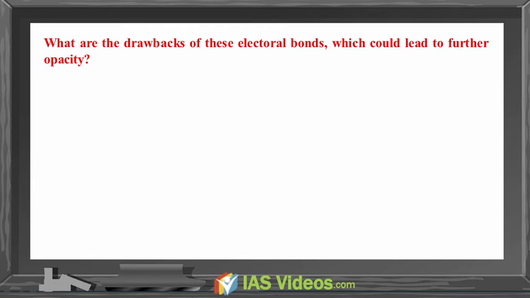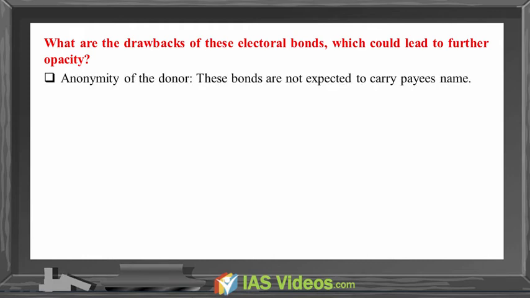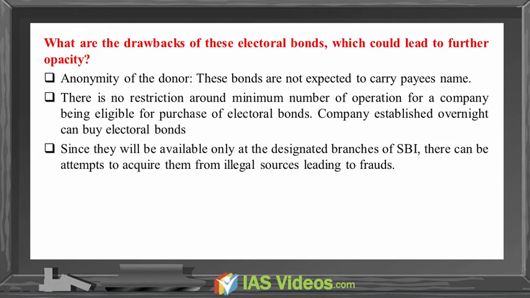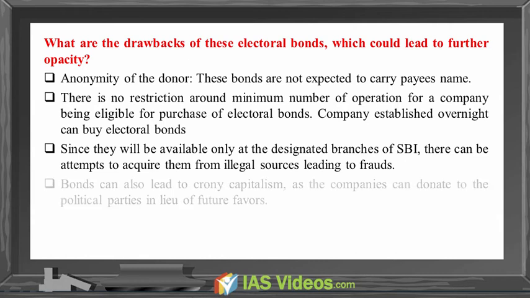What are the drawbacks of these electoral bonds, which could lead to further opacity? Anonymity of a donor. These bonds are not expected to carry the payee's name. There is no restriction around a minimum number of years of operation for a company being eligible for purchase of electoral bonds. A company established overnight can buy electoral bonds. Since they will be available only at designated branches of SBI, there can be attempts to acquire them from illegal sources, leading to frauds.